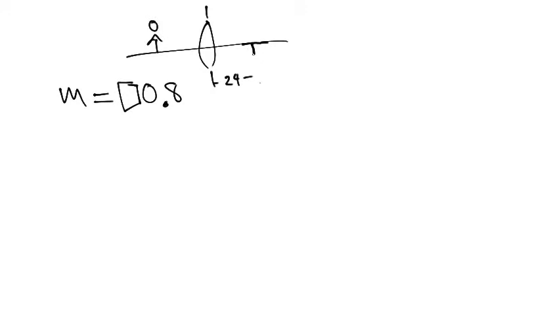I'm going to make it a little bit smaller because it's supposed to be 0.8, but this distance is interesting because the fact that it's on the opposite side of the lens tells me that it's going to be upside down. There's no way that the image could be right side up on the opposite side of a convex lens. Therefore, I know that this has to be negative.